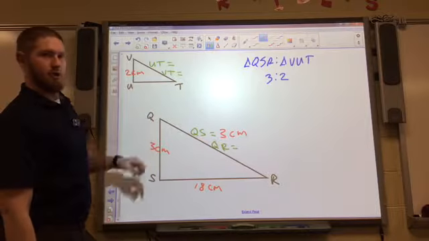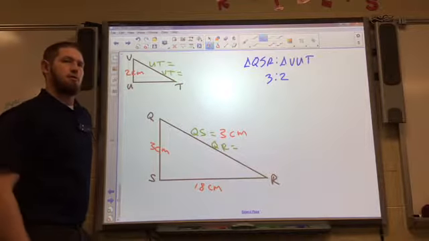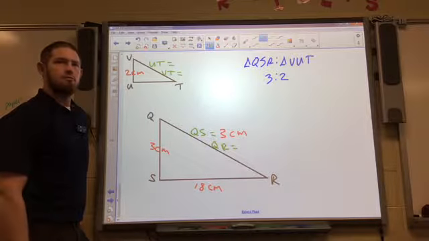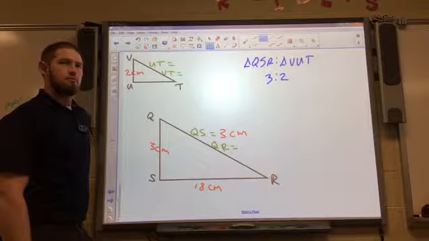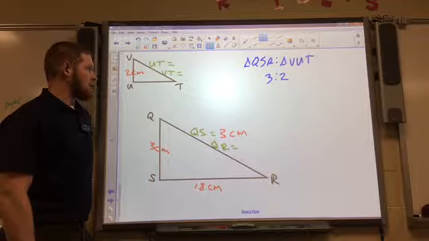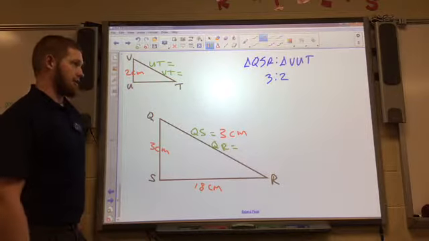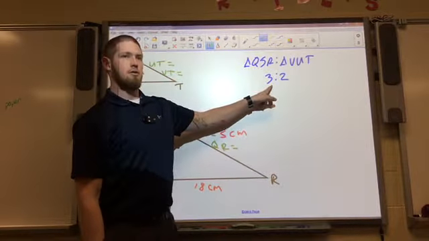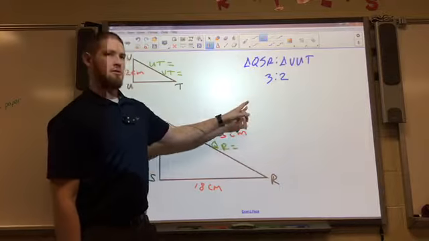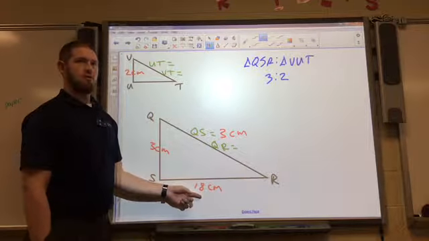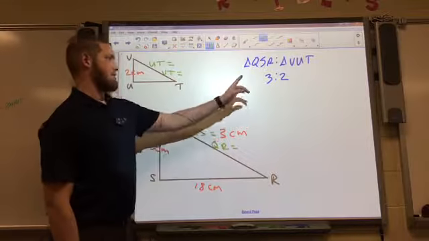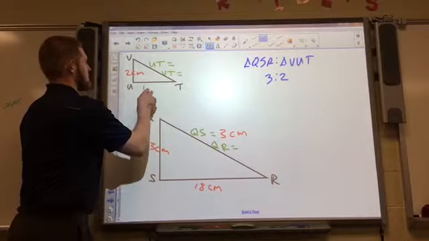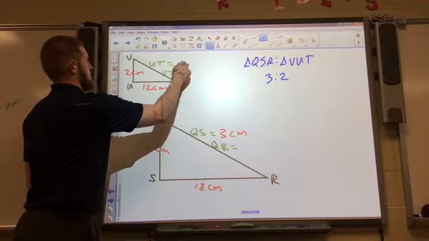Up here, I should be able to figure out UT. Think you got it, Austin? Yeah. How'd you do it? Not quite. I like what you divided it by this 2. Let's divide it by this 3. So 18 divided by 3 is 6. And then let's multiply it by that 2. And 12. Okay, so UT is 12 centimeters.